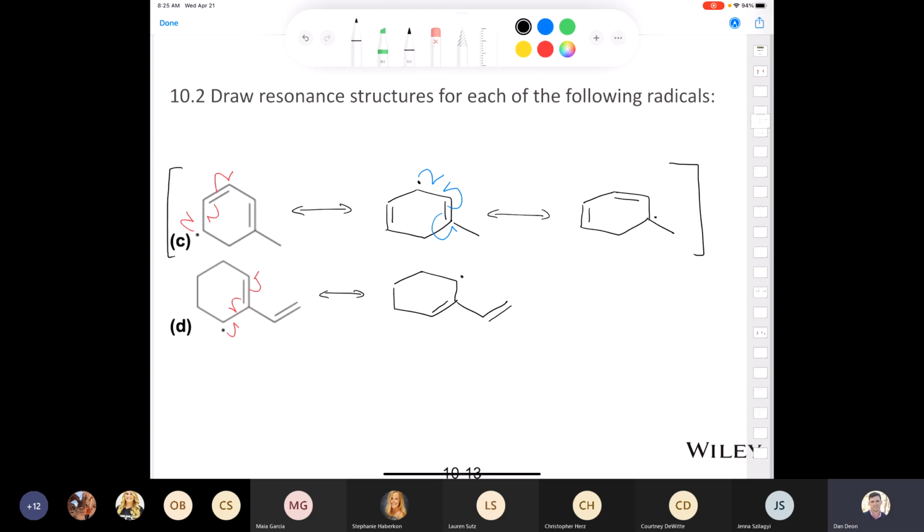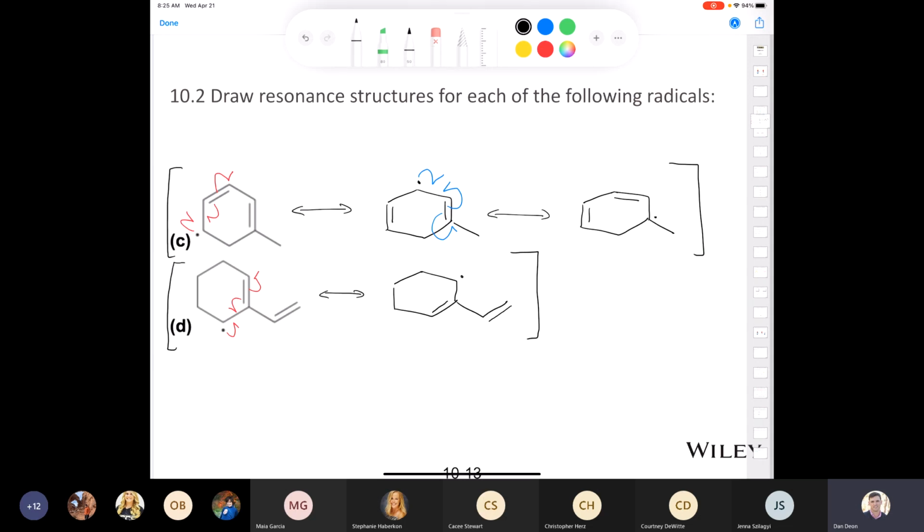So this unpaired electron is not allylic to this pi bond right here, and so that is the last resonance structure we can draw. You don't want to fall into the trap of thinking, well, I'm going to draw a resonance structure for every pi bond. No, not necessarily. Since that radical doesn't end up being allylic to this bond, you cannot draw a resonance structure wherein you would use that pi bond. And so those are the two resonance structures for this radical.